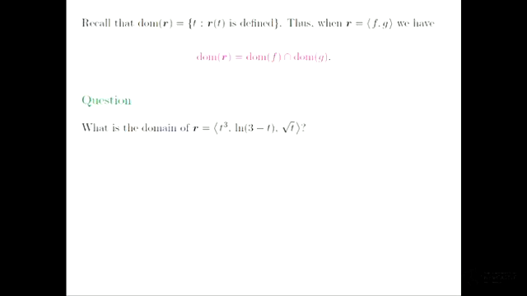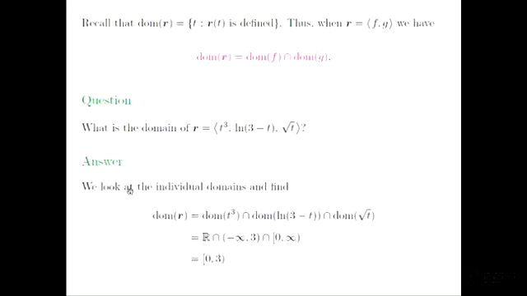Where is t cubed defined? Everywhere? Yeah, t cubed is defined for all real values, so there's no problem. What about ln(3 minus t)? Well, what can't we take lns of? 0 and negative values. Okay, so 3 minus t has to be greater than 0, strictly. Okay, what about the square root of t? Oh yeah, our parameter is always going to be real. So t has to be non-negative.